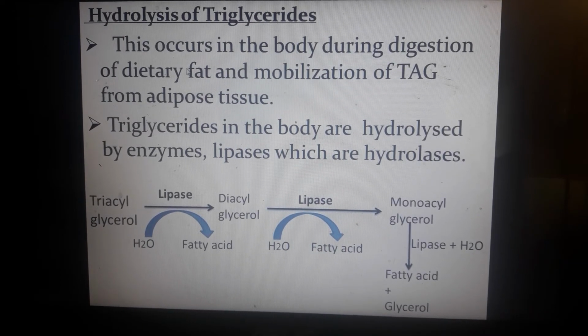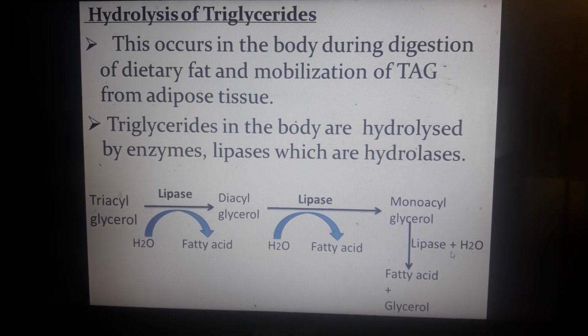So hydrolysis of triglycerides, this occurs in the body during the digestion of dietary fat and mobilization of triacylglycerol from adipose tissues. So kung sa dietary fat, ito yung mga fats na are being taken in by the body. Ito yung kinakain natin. Triglycerides in the body are hydrolyzed by the enzyme lipase. So example, triacylglycerol, with the enzyme lipase, plus water, diacylglycerol naman siya. Then another hydrolysis with addition of water plus lipase enzyme, magiging monoacylglycerol. And then lipase plus water, the final products are fatty acid and glycerol.